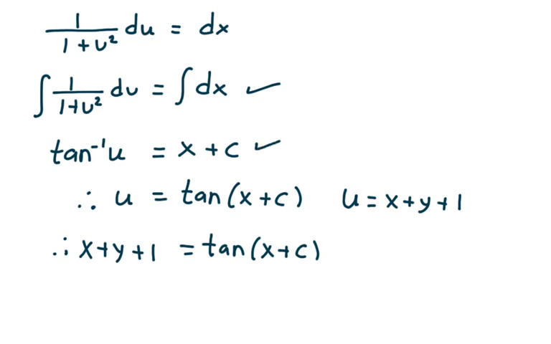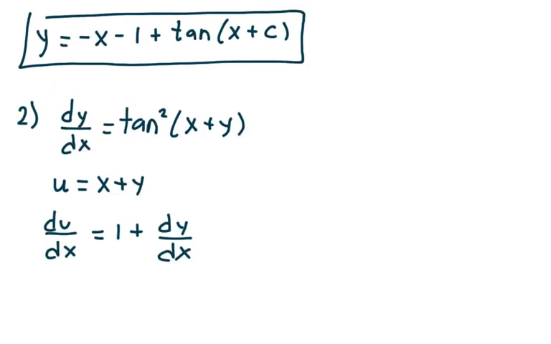Solving for u, we get u equals tangent of (x + c). But remember that u is x + y + 1. So making our substitution, we get x + y + 1 is equal to tangent of (x + c). Solving for y, we get y equals negative x minus 1 plus the tangent of (x + c).